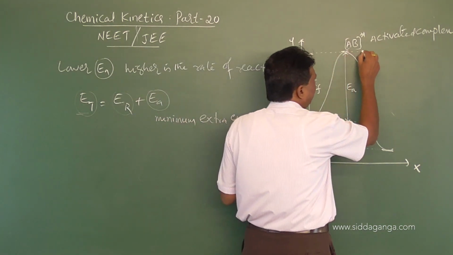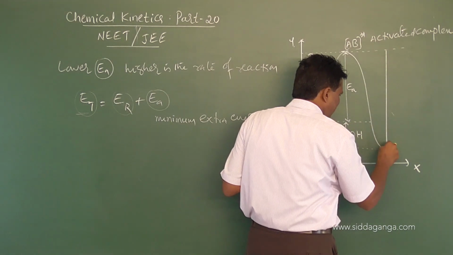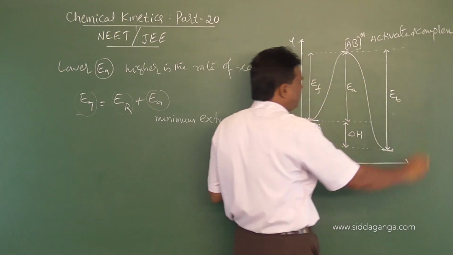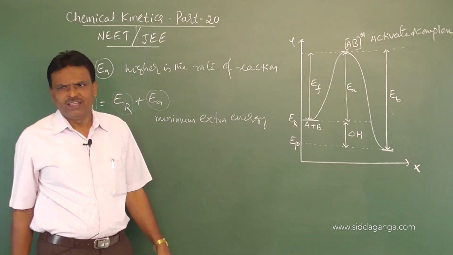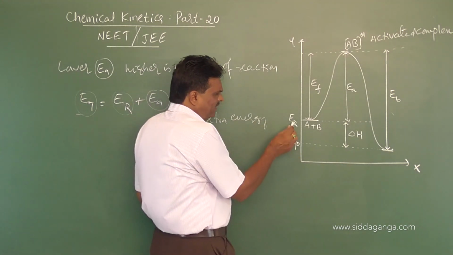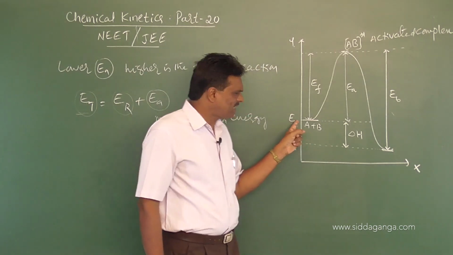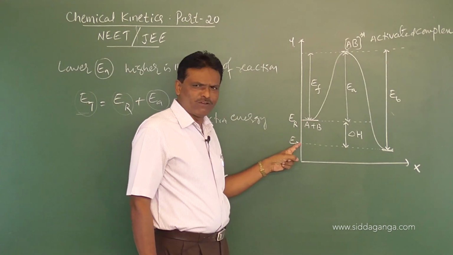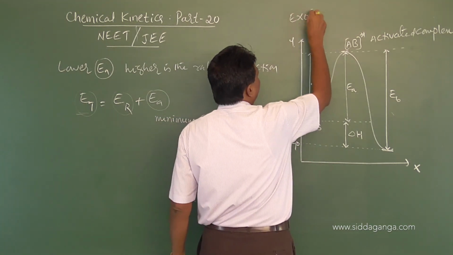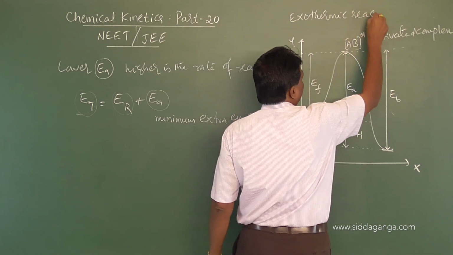Then from the intermediate state to the products, this height is called the energy of activation for the backward reaction. So here, the energy of reactants, or enthalpy of reactants, is greater than the enthalpy of products. Therefore, this is an exothermic reaction.